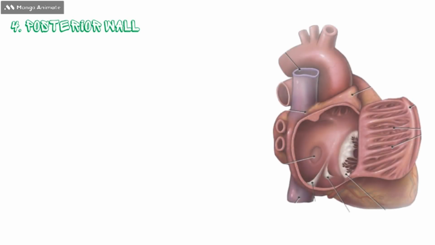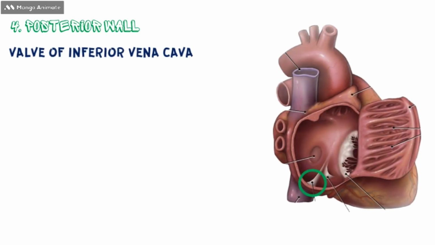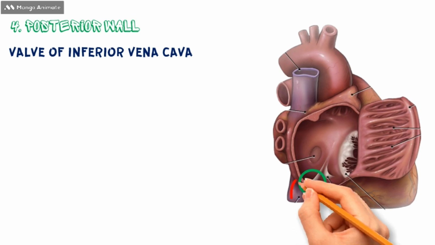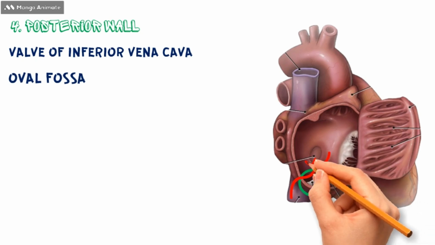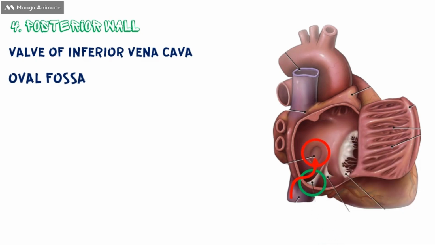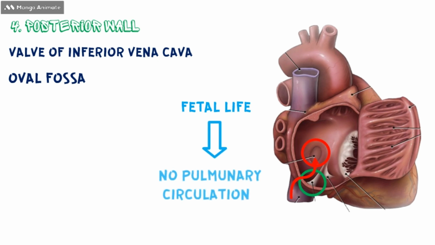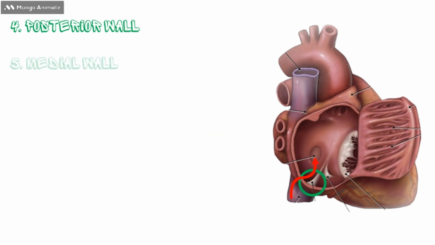On this posterior wall, we have another embryonic valve called the valve of the inferior vena cava. During embryonic life, the blood went directly from the inferior vena cava to the left atrium through the oval fossa. This one is on the posteromedial wall, because in fetal life there is no pulmonary circulation as the fetus gets oxygen from the placenta. The medial wall is actually the interatrial septum.